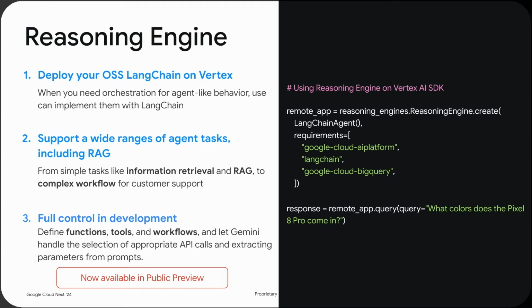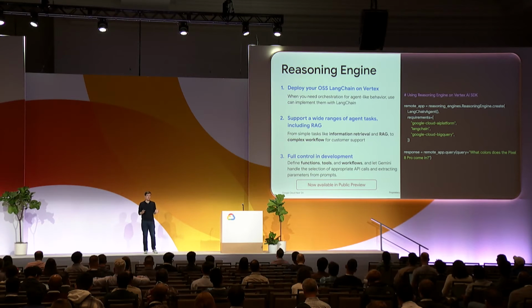So Reasoning Engine, if you look at the code example on the right-hand side, makes it very easy for you to actually deploy your LangChain agent, right? You just give it the agent, you specify a few of the dependencies, and then you can basically run the query immediately. So it's very easy to get started. For customers who are already familiar with the LangChain components, LangChain framework, I think this is a very good way to start. And this is now launching this week in public preview for everyone to try.